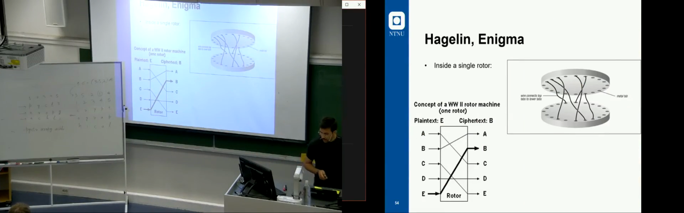This shows inside a single rotor, how it looks, its wirings and all. Once you press a key, for example on the plaintext, if I press C, on the ciphertext side the rotor will convert it to E. Same with other keys. It has 26 keys, so every key maps to some other key among those 26.